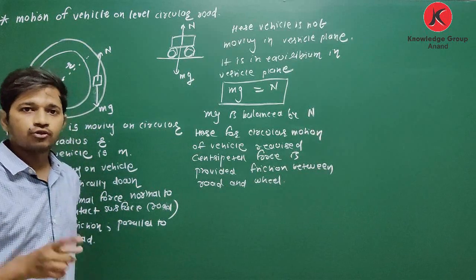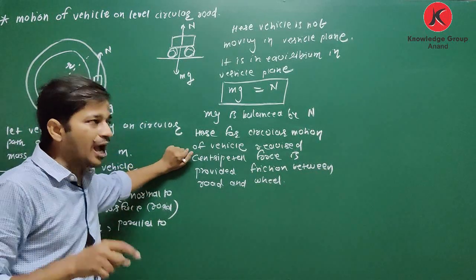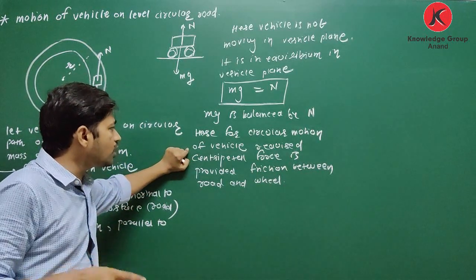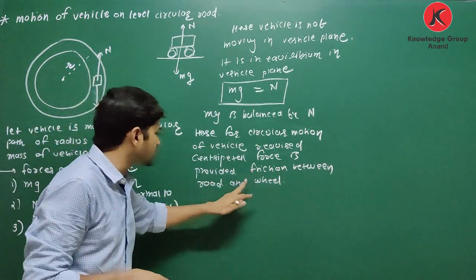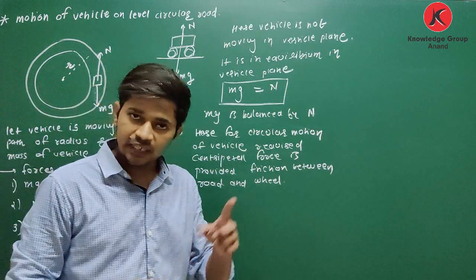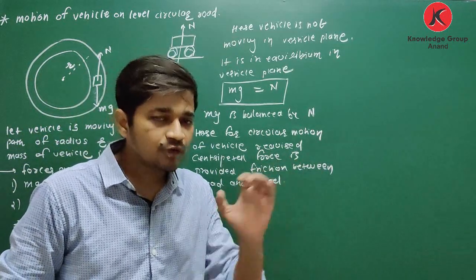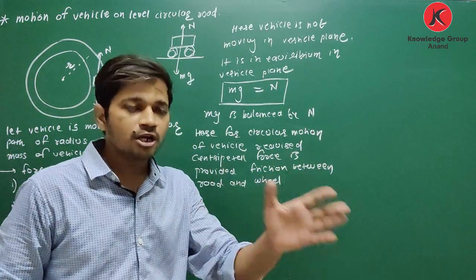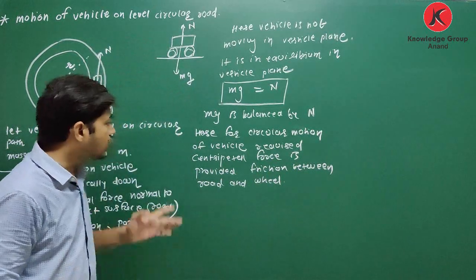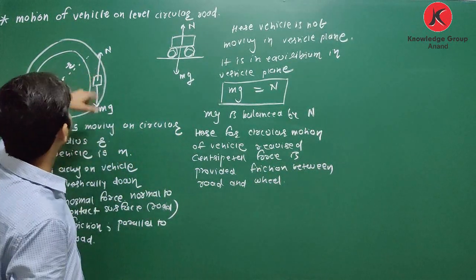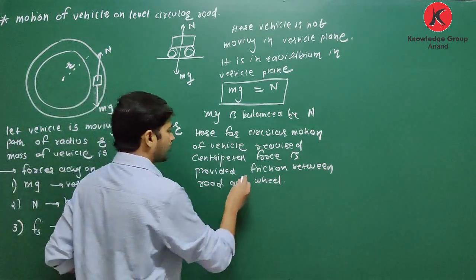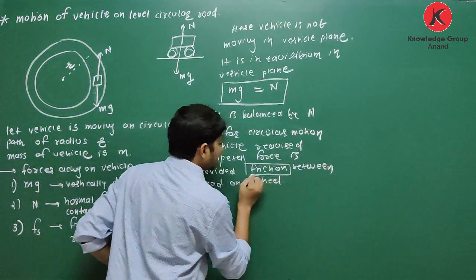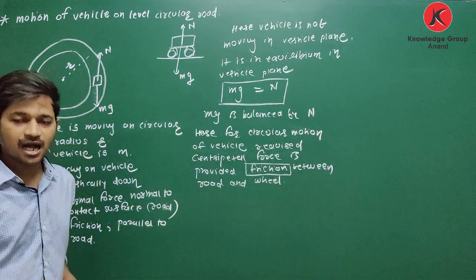Clear about this? So yes, in this case you have to remember, for circular motion of a vehicle, which force is required? It is friction force. In case of sun and planet, it is gravitational force. In case of electron and nucleus, it is electric force. In case of a vehicle moving on a level circular road, the required centripetal force is provided by friction force.